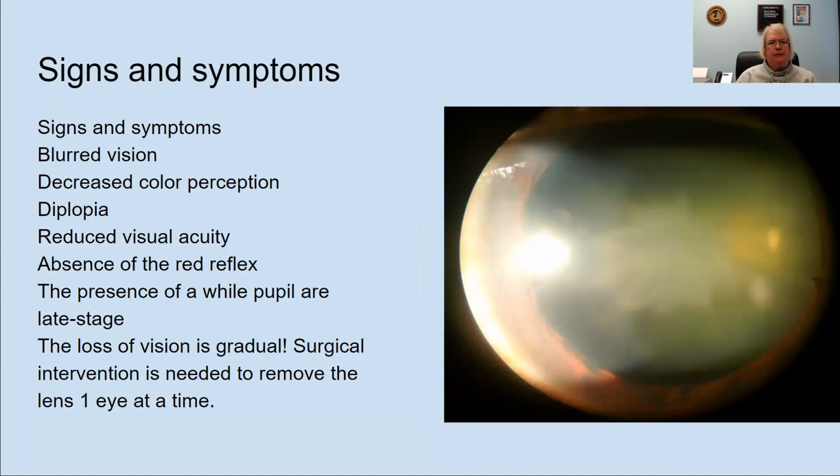The symptoms of cataracts: blurred vision, they have a decreased color perception, they can see double or diplopia, they have a reduced visual acuity, they have an absence of the red reflex, and they have the presence of a white pupil in the late stage. Their loss of vision here is gradual. The surgical intervention is needed to remove the lens one eye at a time.